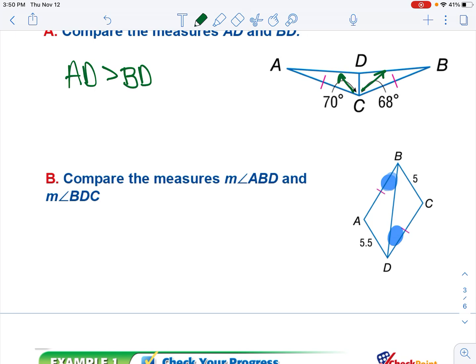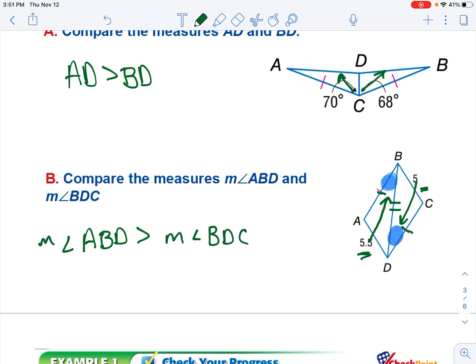So once again, we need to make sure we have an included angle between them. It is truly included for both of these between the congruent sides. So we are good to continue on. So now we look at the opposite side versus the opposite angle. And we notice that because this is 5.5 and this is 5, that angle ABD must be greater than the measure of angle BDC.